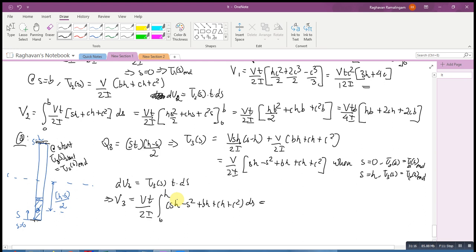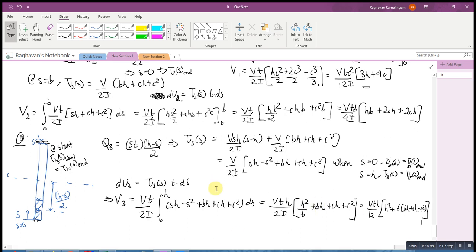I'll write the final equation alone. So I will get V t h by 2I into, after taking h common outside, h squared by 6 plus bh plus ch plus c squared. So that is V t h by 12I into h squared plus 6 bh plus ch plus c squared.